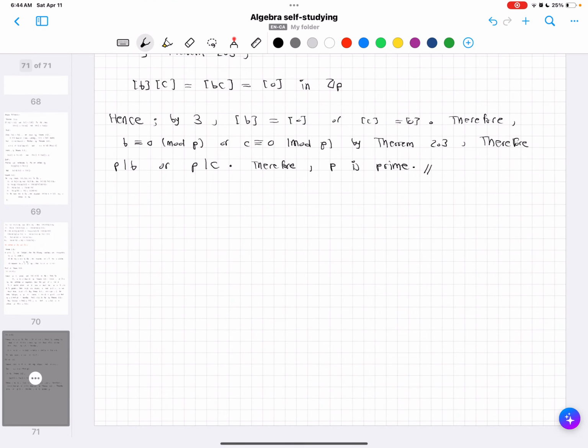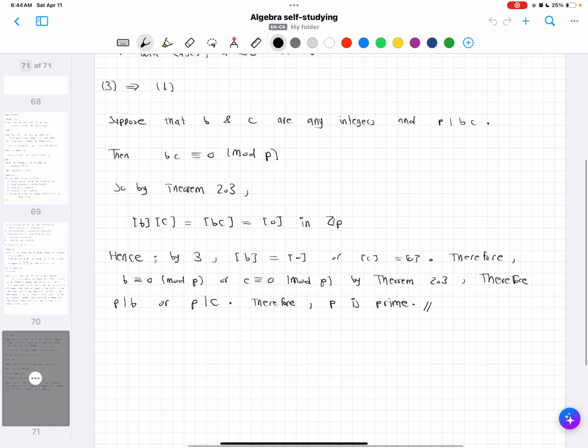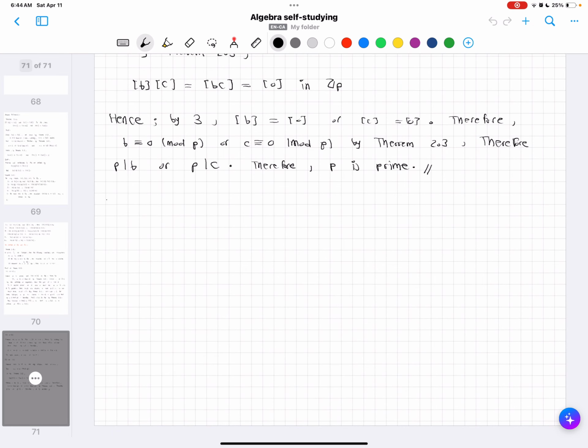Okay, so let's see the structure of Zn. So we have the following theorem. Theorem 2.9.